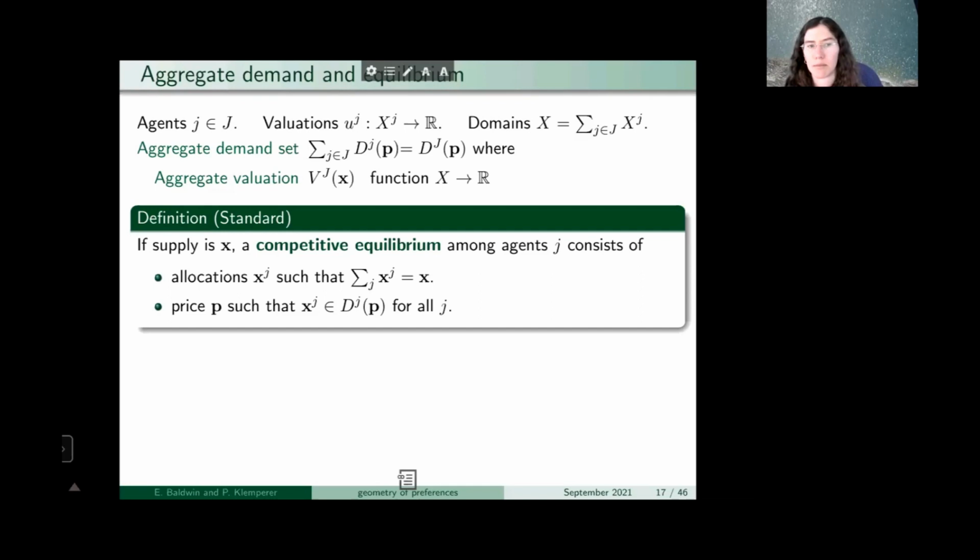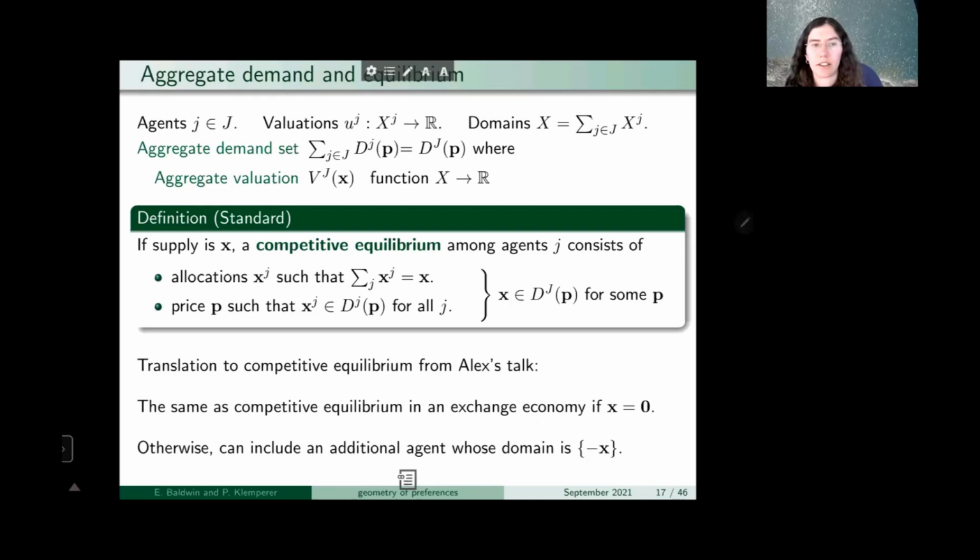And if we think about it, these two conditions just say that the external supply is equal to the aggregate demand at that price. To translate that to Alex's version from yesterday, this is the same as a competitive equilibrium in an exchange economy if X is equal to zero. And X could be equal to zero. The external supply could be equal to zero, because you may have noticed right at the beginning, I didn't insist that the bundles being demanded, the domains for each individual agent, were positive integer. They can be negative integer.